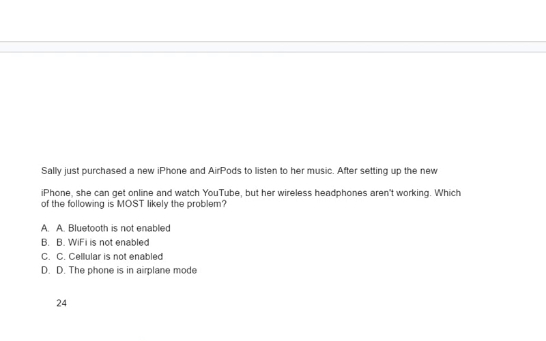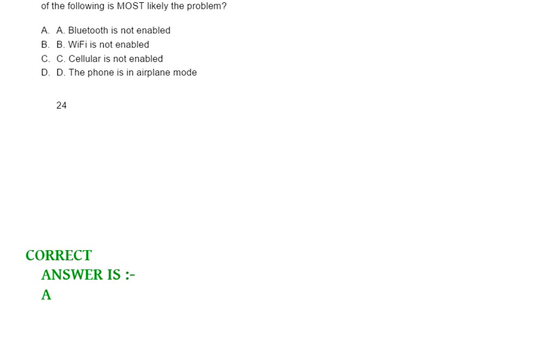Next question is, Sally just purchased a new iPhone and AirPods to listen to her music. After setting up the new iPhone, she can get online and watch YouTube, but her wireless headphones aren't working. Which of the following is most likely the problem? Option A, Bluetooth is not enabled. Option B, Wi-Fi is not enabled. Option C, cellular is not enabled. Option D, the phone is in airplane mode. Correct answer is option A.